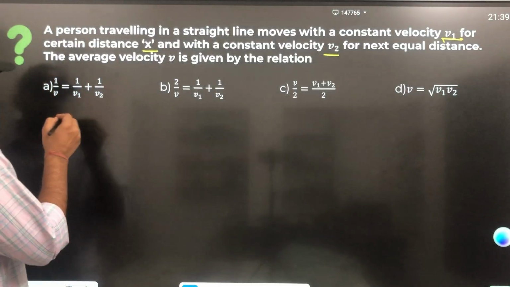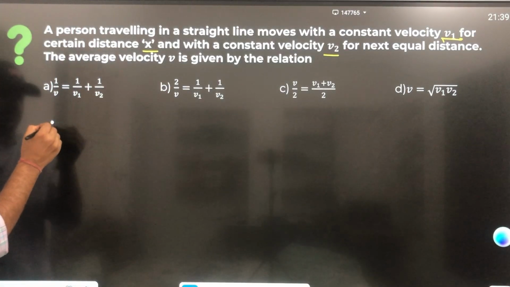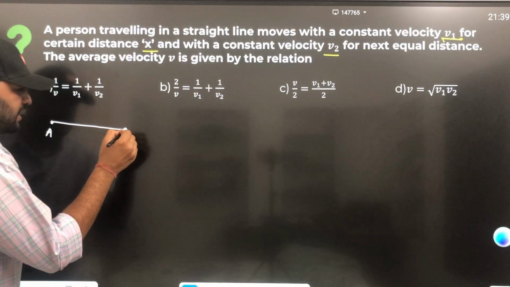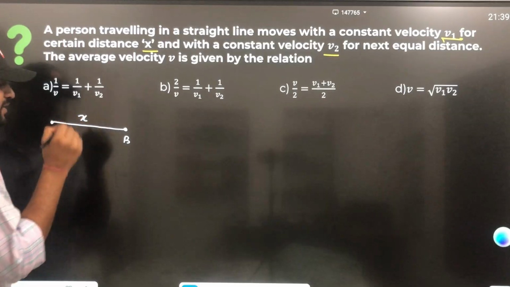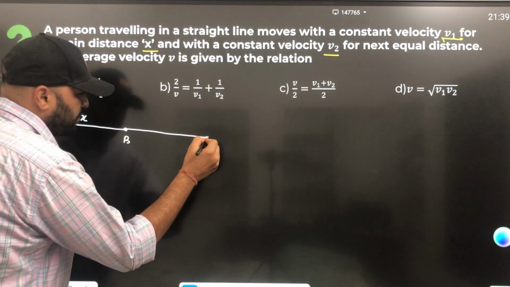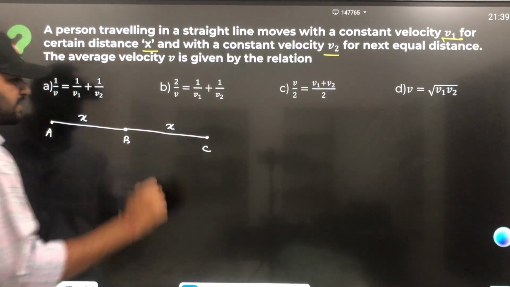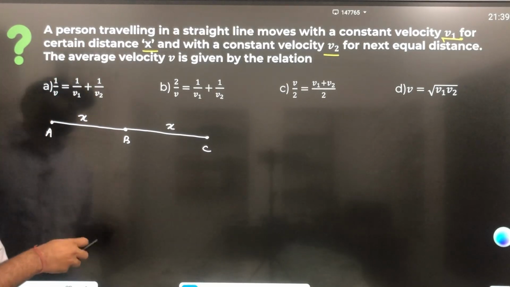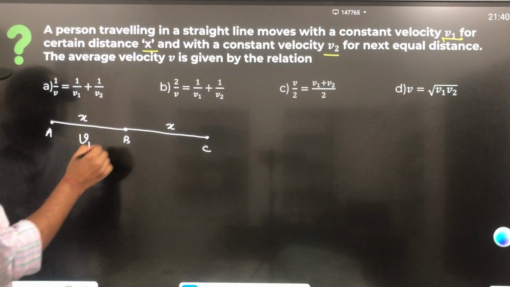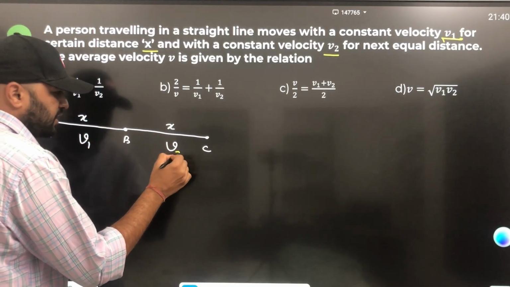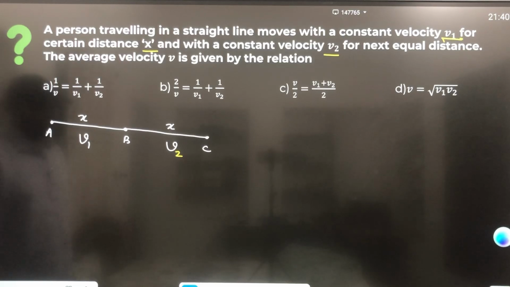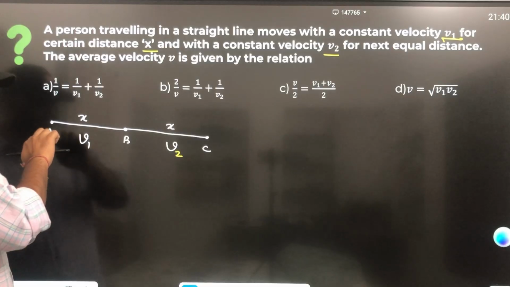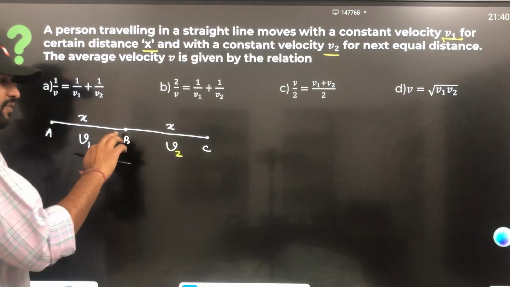So let's see what is the motion which is happening over here. A particle is going from A and it is traveling to any point. Let's say this is B and this is distance x. Now it is going from B to another point, let's say C, which is again a distance x, right? Now, when it is traveling from A to B, it is traveling with a velocity v1. And when it is going from B to C, it is traveling with the velocity v2, right? So velocity changes, and since the velocity changes, the time period also changes. So when you go from A to B, the time taken will be different from B to C, right?